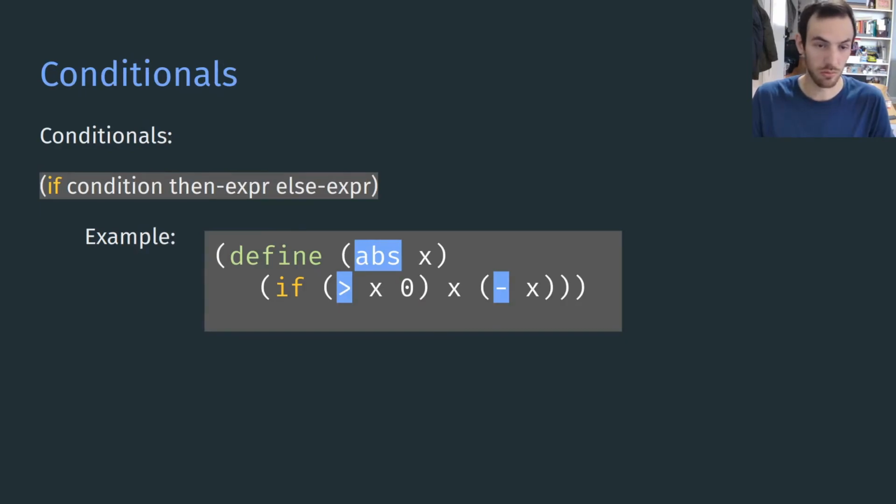Then you probably will want to be able to write conditional expressions. So conditionals are: if condition, then x, else y, and it's also an S-expression like the rest. So we can define a function that returns the absolute value of x by checking if x is larger than 0. If the comparison function is applied to x and 0, then we return x. And if not, then we return minus x.